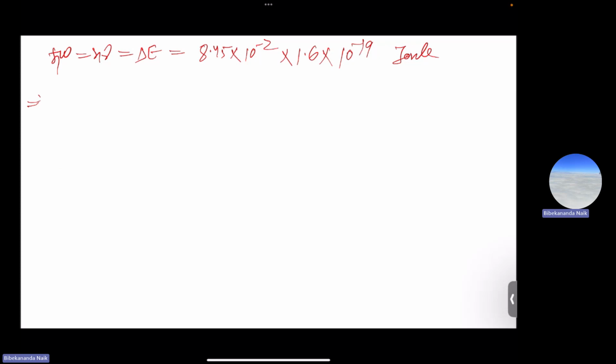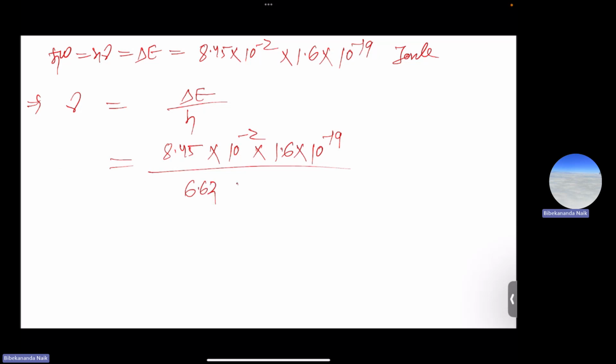Omega is nothing but 2 pi nu. So nu is delta E by h, which is 8.45 into 10 to the power minus 2 into 1.6 into 10 to the power minus 19, divided by 6.62 into 10 to the power minus 34. If you solve it, nu will be 2 into 10 to the power 13 per second.